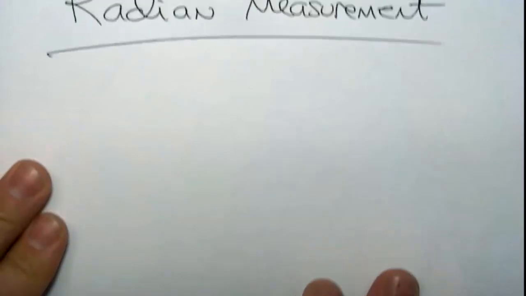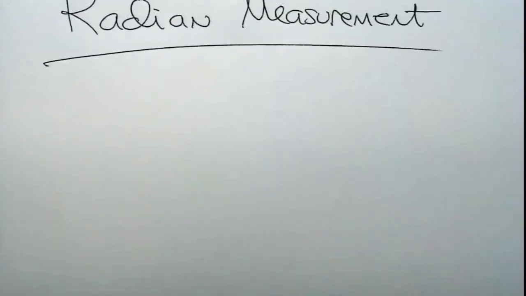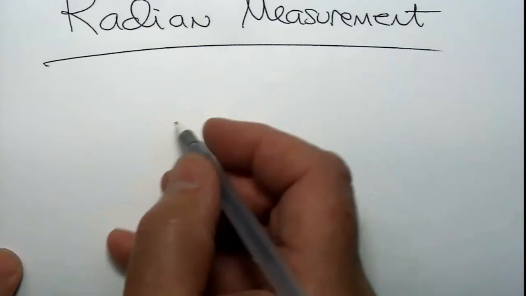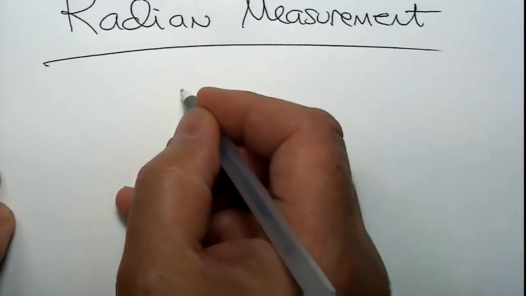Now, radian measurement is used for angles. It's not a linear measurement, just like degrees are used for angles. And I think the most useful thing to note will be the definition of 1 radian.